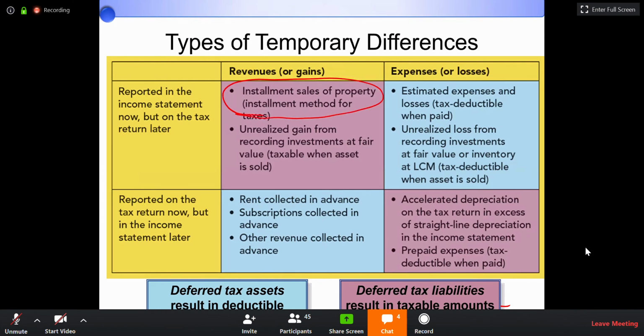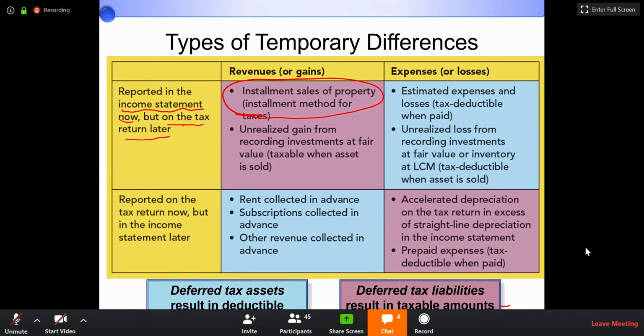This is the situation: installment sales. Installment sales as one of the revenues will be reported in the income statement now, but on the tax return later, because on the tax return you include those only when you collect the cash payments. Then you pay tax. So in this situation, our accounting income is greater than taxable income. That's why we have those differences, the future taxable amounts, and then we have deferred tax liabilities. That's what we talked about. We just finished that example.